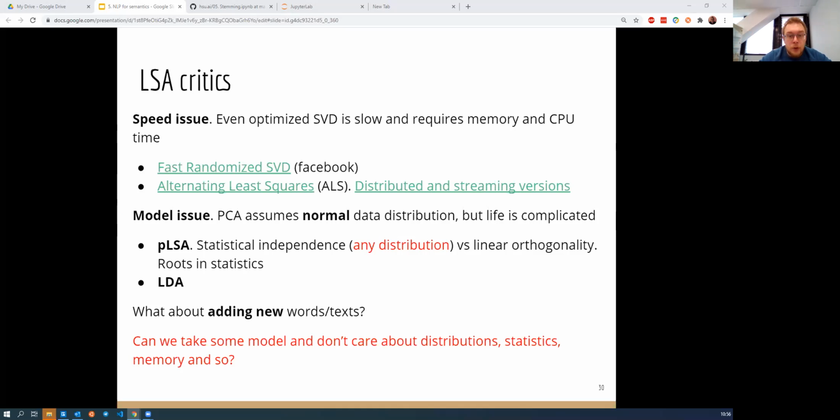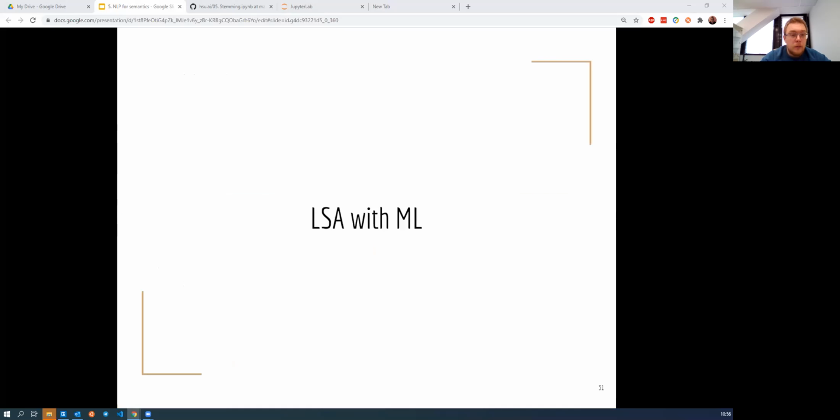So what's the approach? So how can we influence all these critics in some way, to do latent space analysis with machine learning? It means that we will try to close our eyes on the mathematics and say we don't want to think about orthogonality, let some machine learning technique do it for us. And also, we will try to deal with the fact that we need all the data to train the SVD, for example.